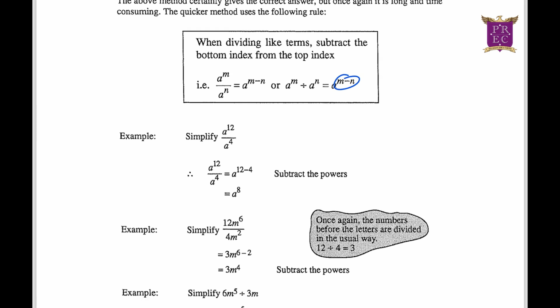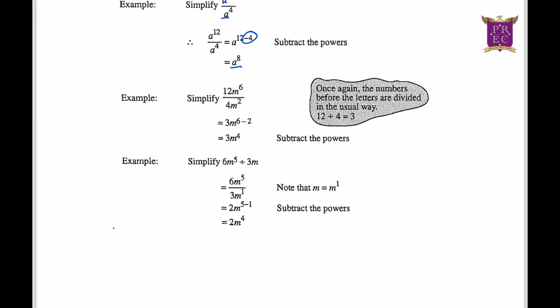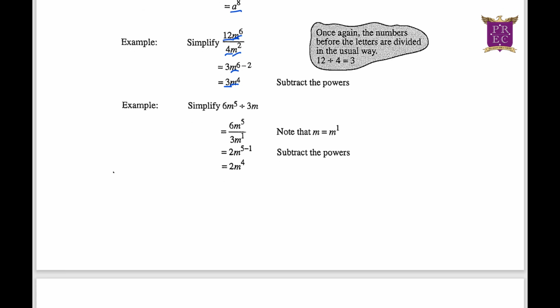Looking at this example, we've got a to the power of 12 divided by a to the power of 4. All we do is take away the 4 from the 12, giving us a to the power of 8. Looking at this example, they've done the same thing again, so m to the power of 6 minus 2, which is m to the power of 4. And with our numbers on the left side, which don't have a power, they just divide like normal. So 12 divided by 4 is just 3, so we have a 3 on the left side of our answer.